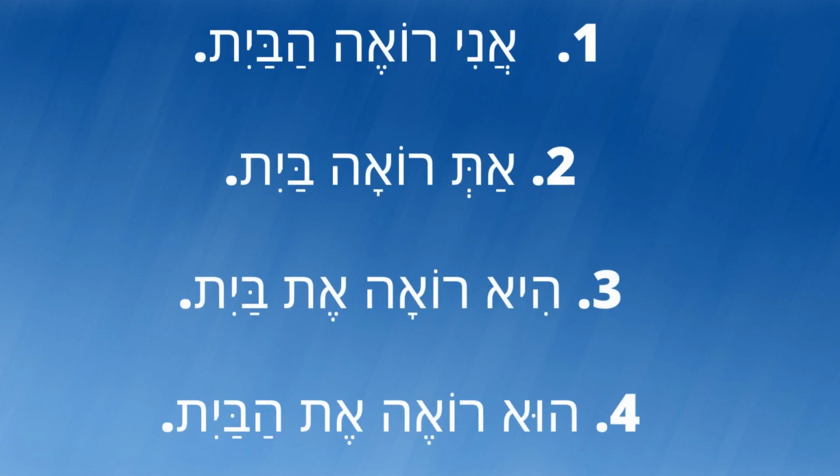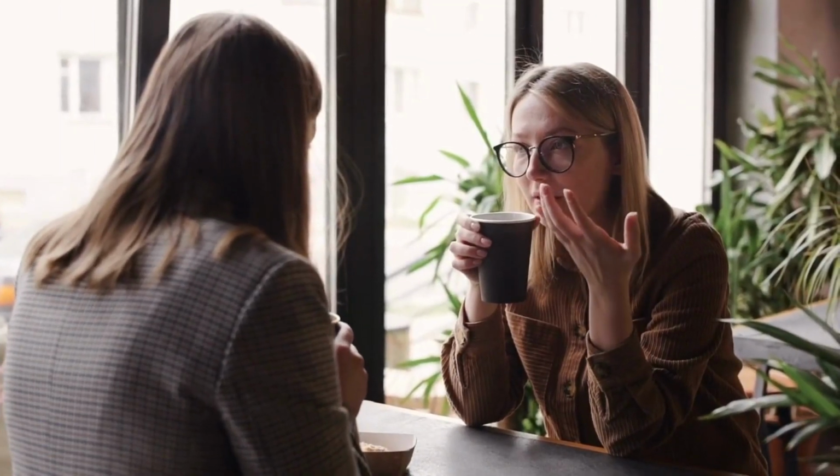אני רואה הבית. את רואה בית. היא רואה את בית. הוא רואה את הבית. Which of these examples is correct?